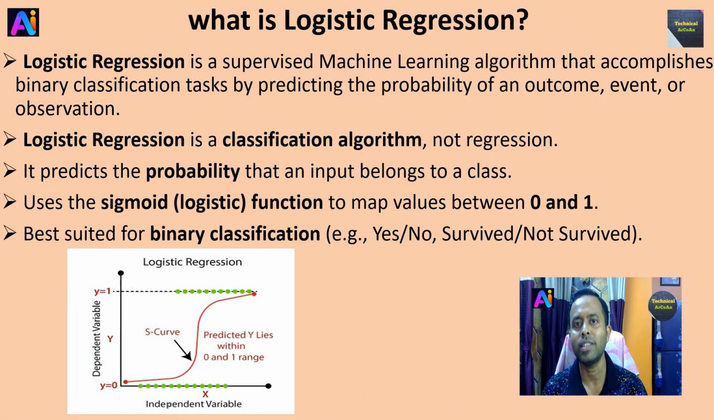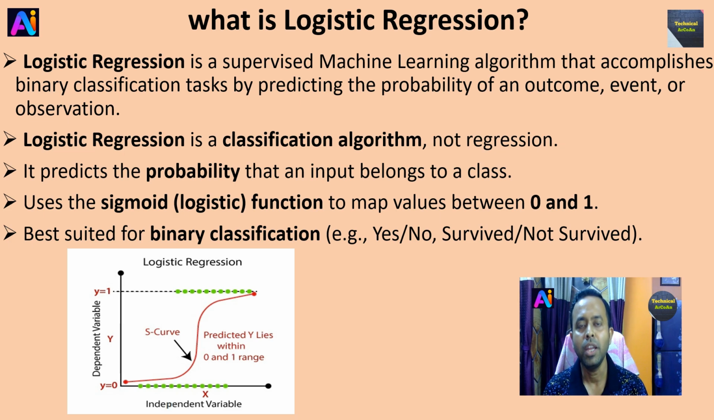Now we should know what logistic regression is. Logistic regression is a supervised machine learning algorithm that accomplishes binary classification tasks by predicting the probability of an outcome, event or observation. Logistic regression is a classification algorithm, not regression, so don't be confused by the name.